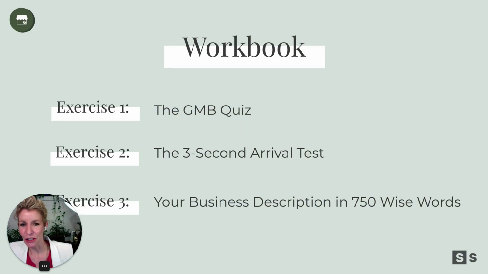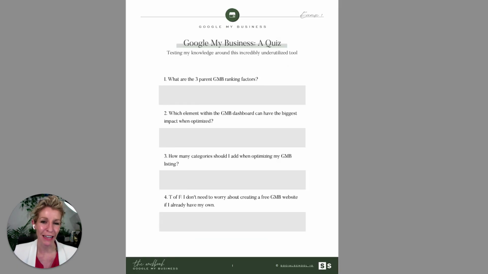Okay, so let's look at the workbook here. We've got a quick quiz, and then I want you to take yourself through the 3-second arrival test. What is it that someone sees immediately upon arriving at your business? First things first, what are the 3 parent GMB ranking factors? If you can think of those 3 words, very important for us to keep top of mind.